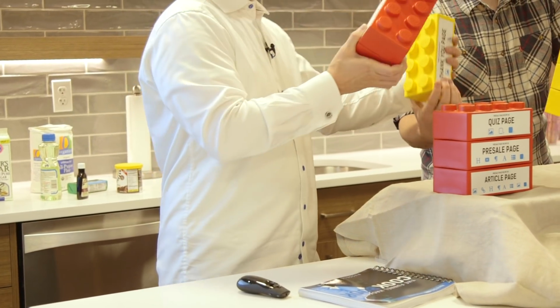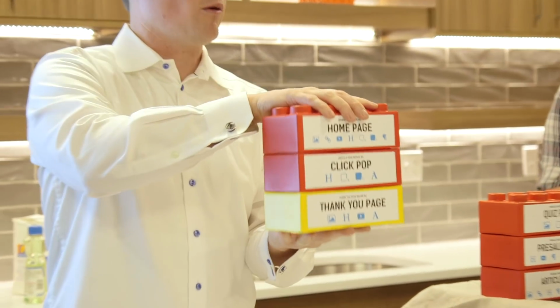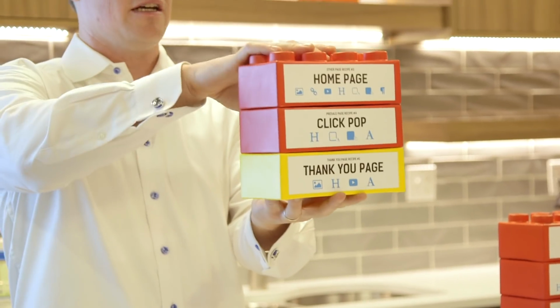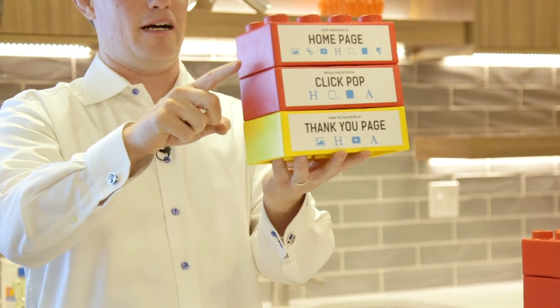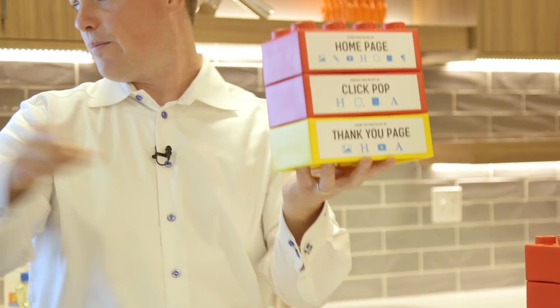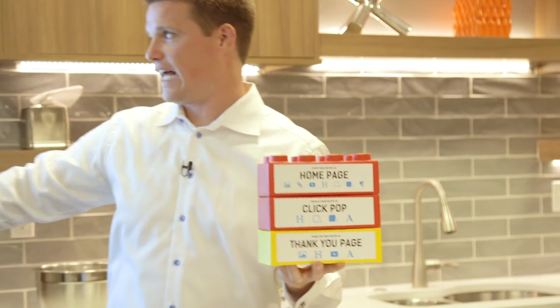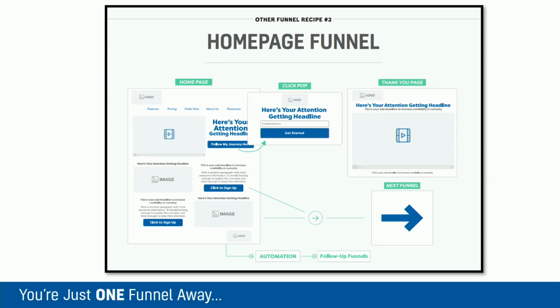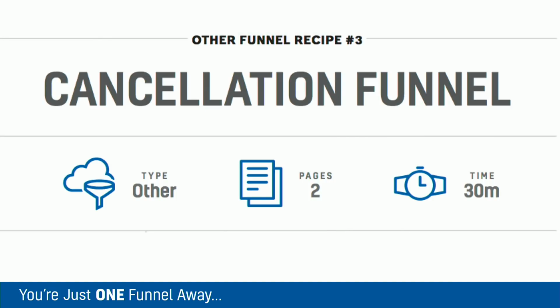That was very similar. So homepage is like, hey, here's who I am, here's all the stuff I sell, here's links to all my different products. You click on that and it goes to opt-in, and then you can push them to other pages, you can push them to different funnels and things like that. So that's kind of how homepage funnel works. All right, next one here is the cancellation funnel.